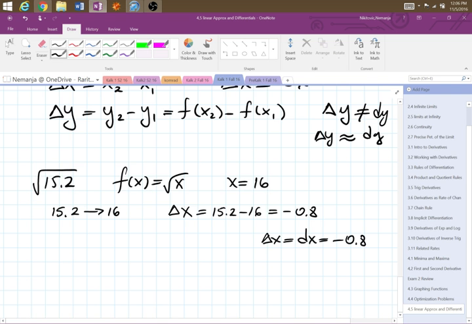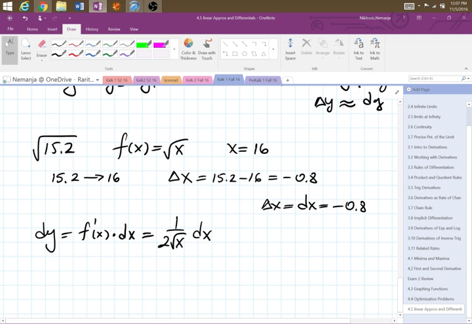Now, we come up with a differential. dy is the derivative of the function times dx. What's the derivative of the function? 1 over 2 root x times dx. So now x is the easy one that we can compute, which is 1 over 2 times the square root of 16 times negative 0.8.